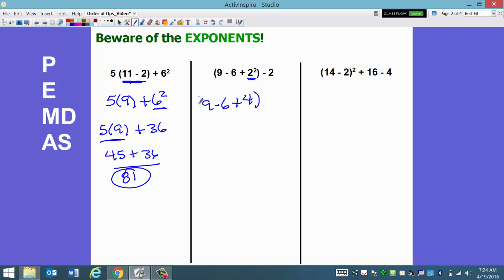Again, I'm only doing one step at a time. I continue with my parentheses, subtraction, addition. Order of operations in PEMDAS says I do my addition and subtraction from left to right. So if I'm going from left to the right, I run across my subtraction first. 9 minus 6 is 3. Bring down the plus 4. Bring down the minus 2. I'm still working inside my parentheses. I have one operation left. 3 plus 4 is 7. Bring down the minus 2. And my last step is to subtract for a final answer of 5.